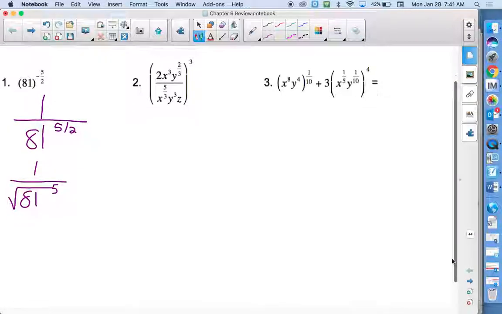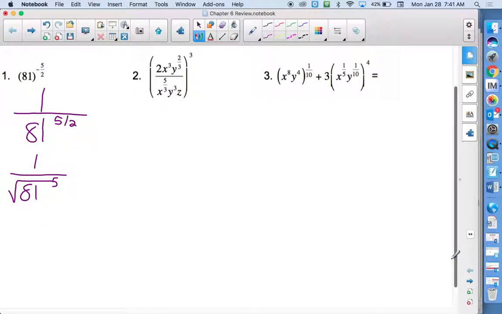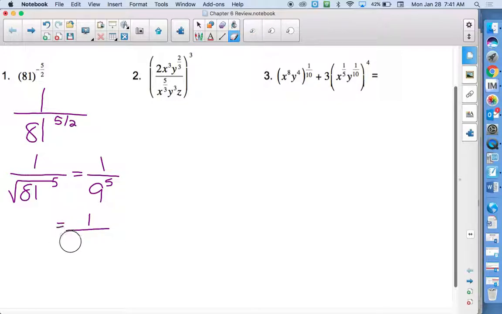And the square root of 81 is? 9. And I don't know, do I have 9 to the 5th power on there? No. Anybody know what 9 to the 5th is? 59,049. Oh, 59,049. You can jot that one down if you want to. 59,049. Thanks, Odette.